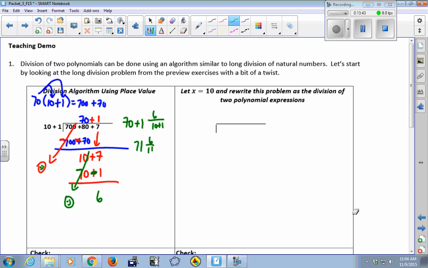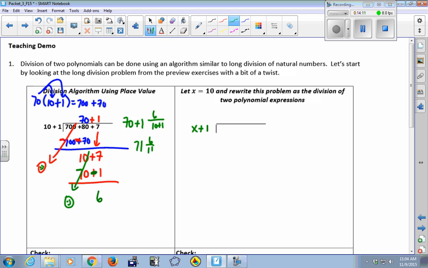All right, so let's take a look at how we turn this arithmetic problem, which is what it is, into an algebra problem. So everywhere you see a 10, we're going to let x equal 10. So how would I rewrite this divisor right here? Instead of 10 plus 1, what would it become? X plus 1. Okay. So now it looks like algebra. It's x plus 1.